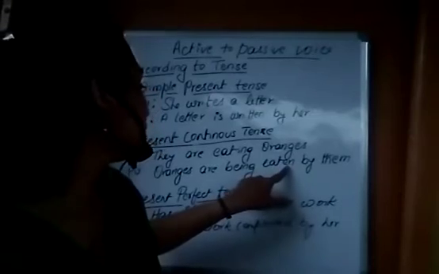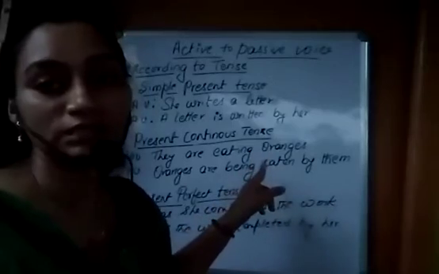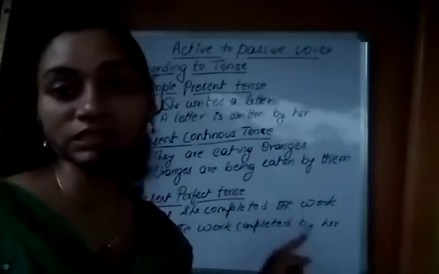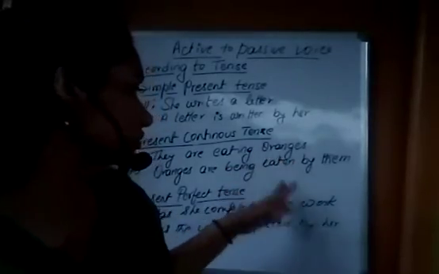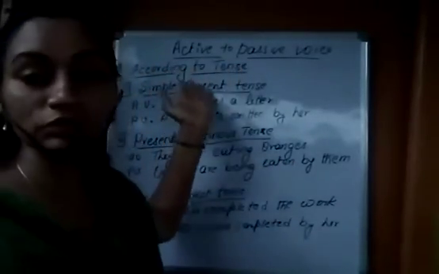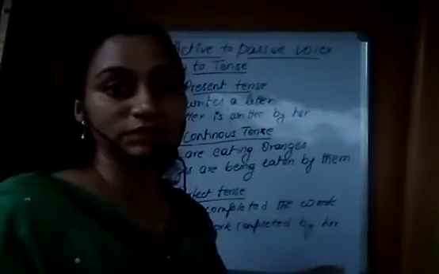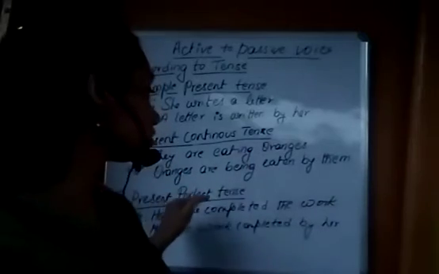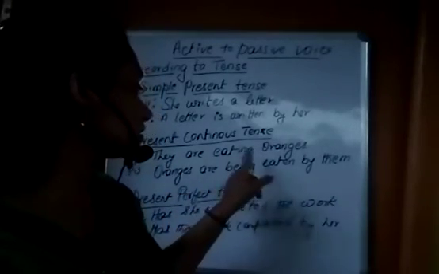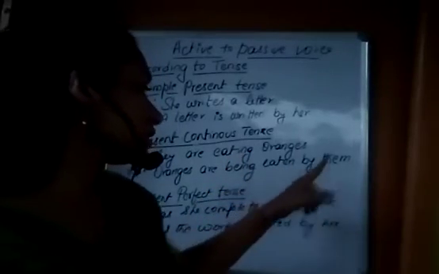This is present continuous. Eat, eating, eaten. Ate is past tense. Whenever you are changing active voice into passive voice, you have to write the past participle. Oranges are eaten by them. The subject becomes object, and for eating, the continuous tense, you have to write "being eaten by them".